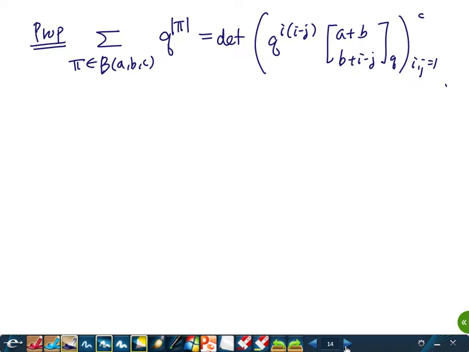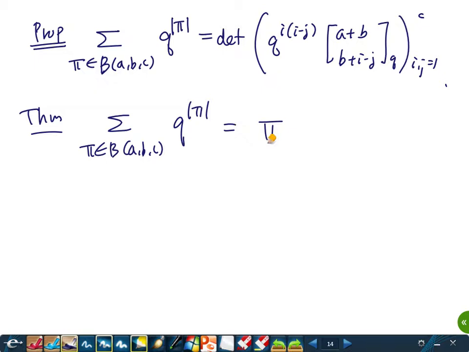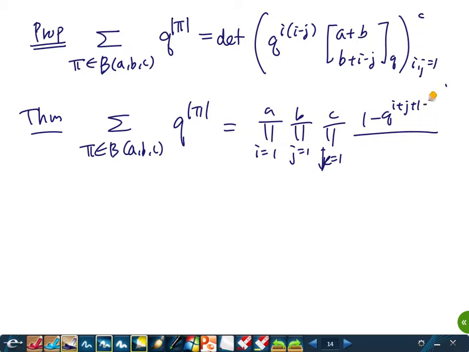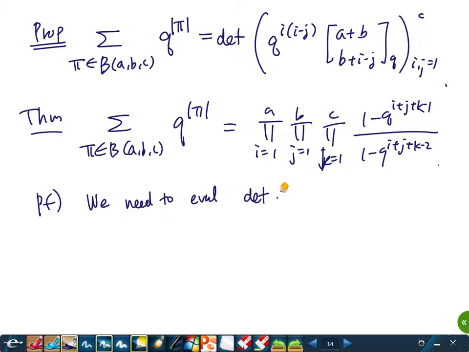So how can you evaluate this? Because the theorem is what? It's not this. The theorem is Q to the this is equal to this product, i from 1 to a, j from 1 to b, k from 1 to c, this. So it remains to evaluate this determinant. So, proof. We need to evaluate the determinant. That's not an easy task, actually. Evaluating a determinant is usually very difficult.